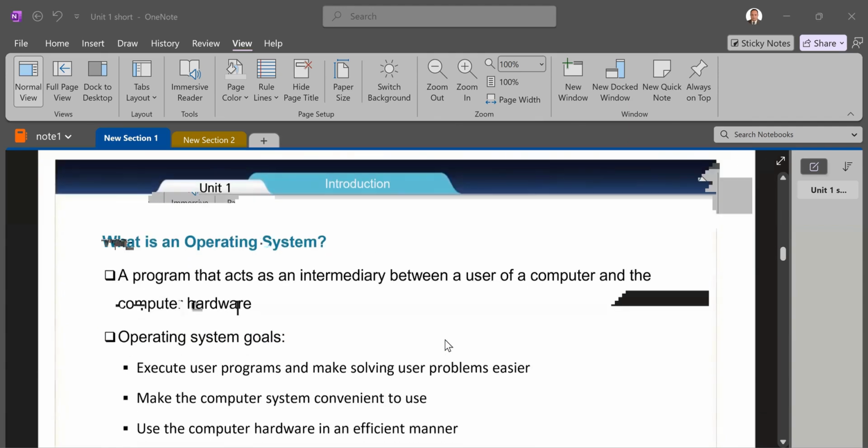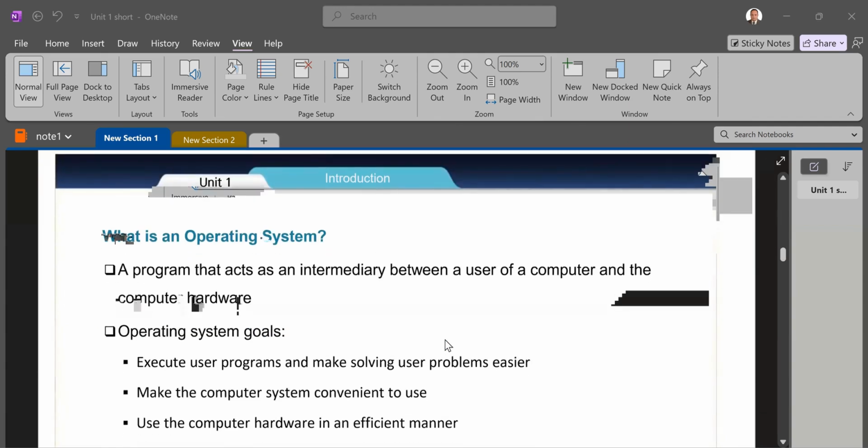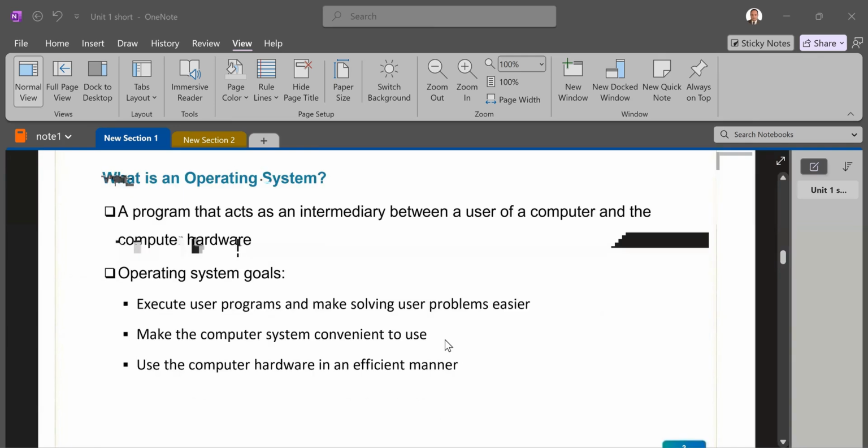To begin with, first, what exactly is an operating system in simple terms? What is the role of the computer hardware as an intermediary between the computer and the user?